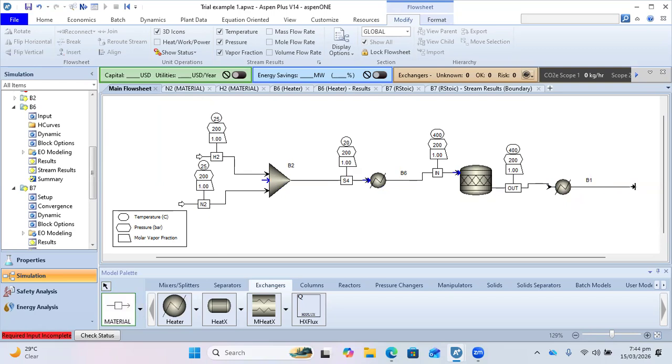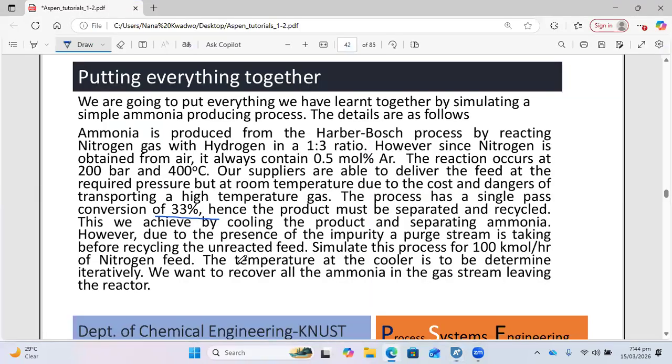So the question didn't tell us what the outlet temperature for the cooler would be. But the question said that it has to be determined iteratively, right? So we want to recover all the ammonia and we have to determine it iteratively. So the temperature of the cooler has to be determined iteratively.